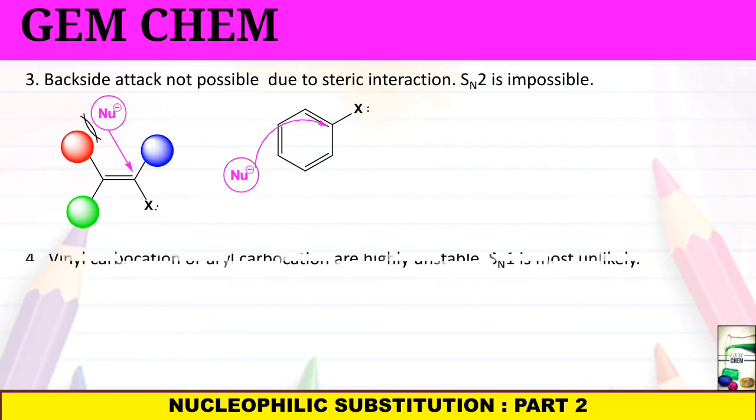Another reason is that the carbocations formed after removal of the halide are also unstable, because they have to attain linearity, which is not possible with these types of hybridizations, and the SN1 reaction is also not possible.